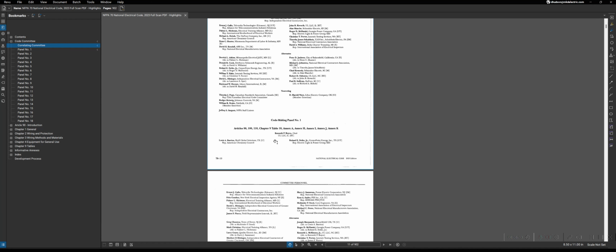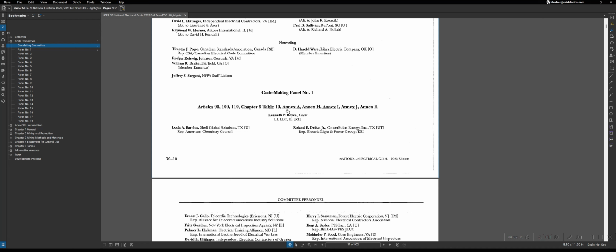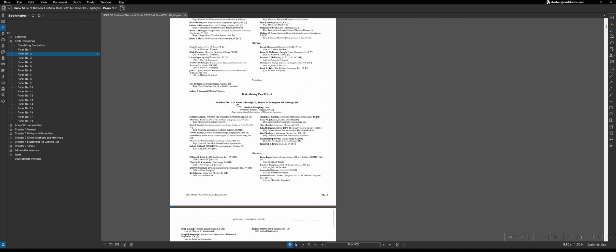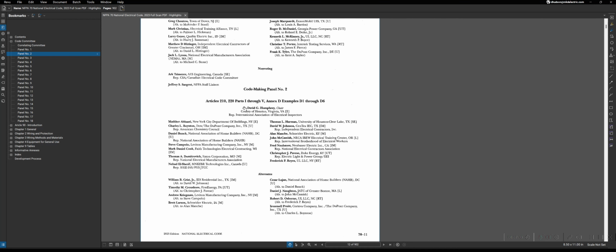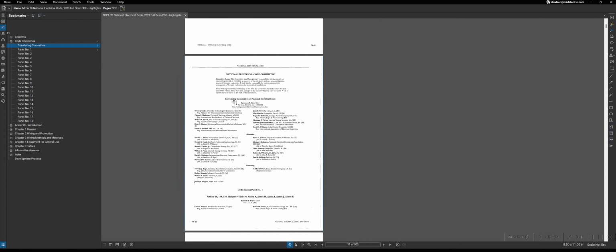The reason there are multiple code making committee panels, or code making panels, as they're called, is because, and we'll learn what this means a little bit later in one of the later lectures, each code making panel is responsible for a series of articles or sections within the code. You could almost think of these as chapters in a regular book. So for instance, code making panel number 1 is responsible for authoring articles 90, 100, 110, as well as these additional chapters and annexes. If we move to code making panel number 2, we can see they're responsible for articles 210, 220, as well as some other information in the annexes as well. So essentially, each code making panel is responsible for a group or parts of the NEC, and those all come together in the correlating committee to finish the book.